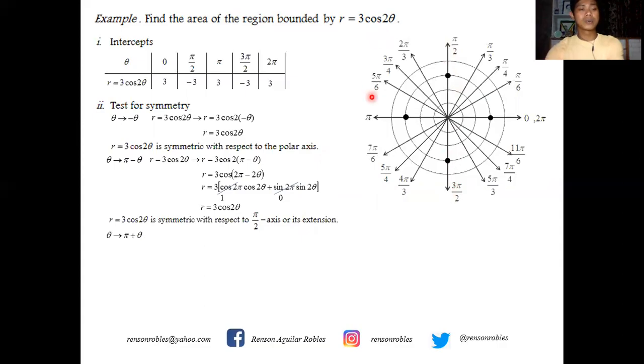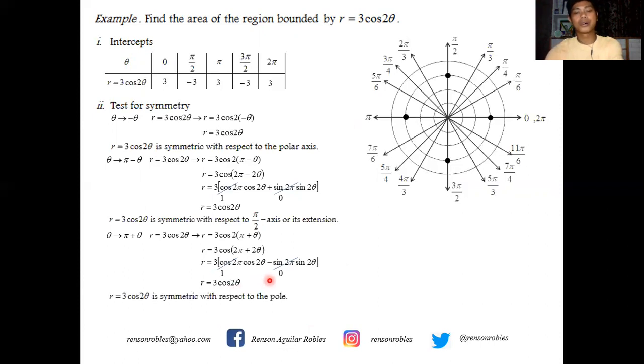Again, we replace theta by pi plus theta. And if the equation is unchanged, then that is symmetric with respect to the pole or the origin. And you will notice that upon replacing theta by pi plus theta and simplifying, it will go back to the original given. So we have r equals 3 cosine 2 theta. Therefore, it is symmetric with respect to the pole or the origin.